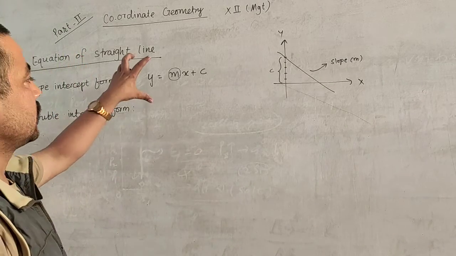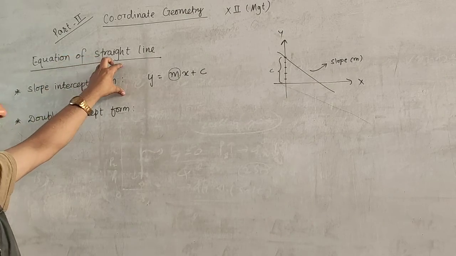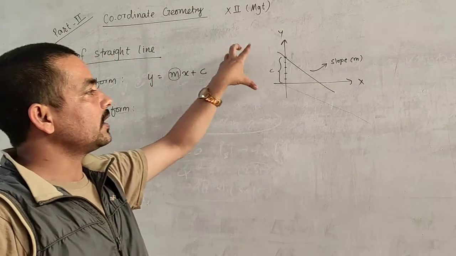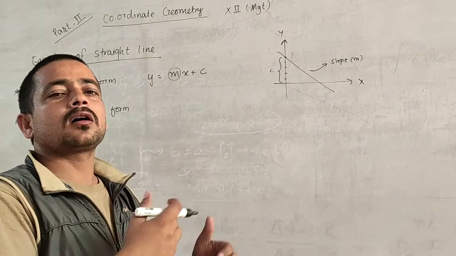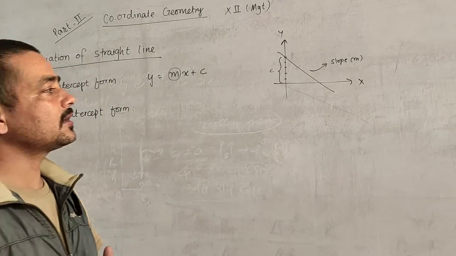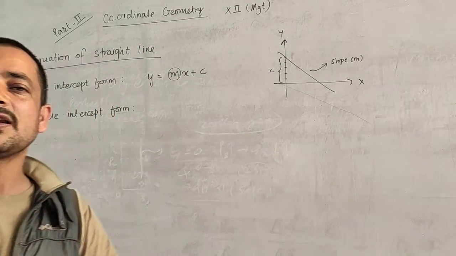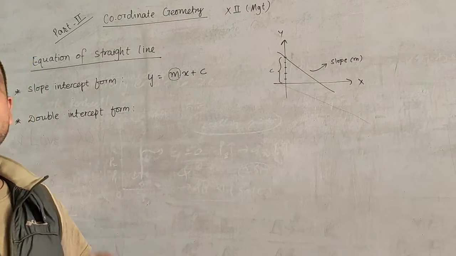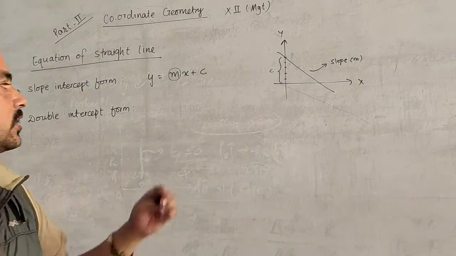So to find the equation of any line in slope intercept form, it means whenever the slope of that line is given directly or indirectly, if we can find out its slope, and the y intercept made by it is given, then we use this formula.